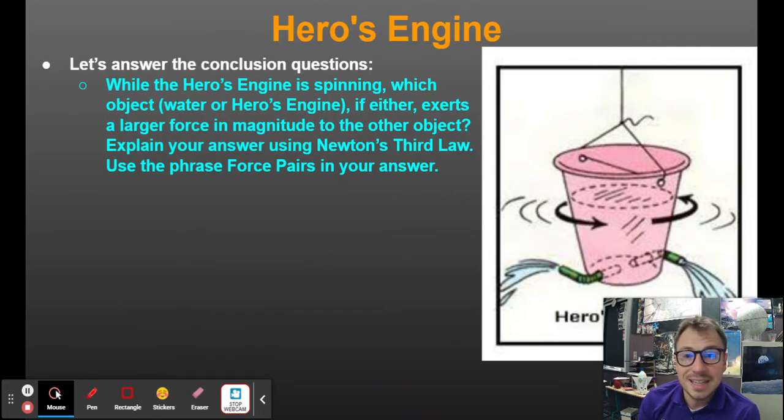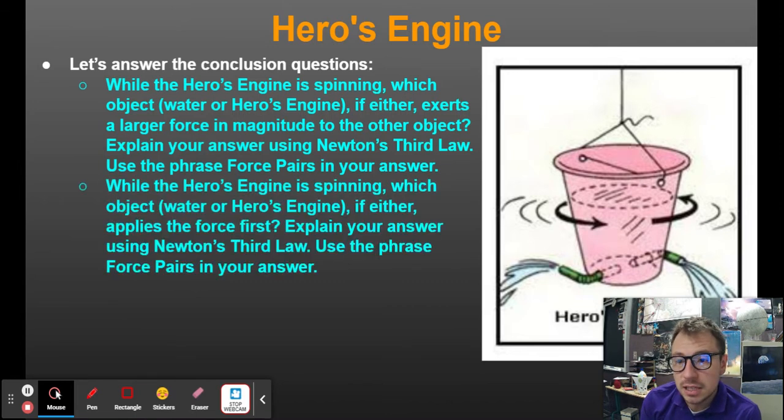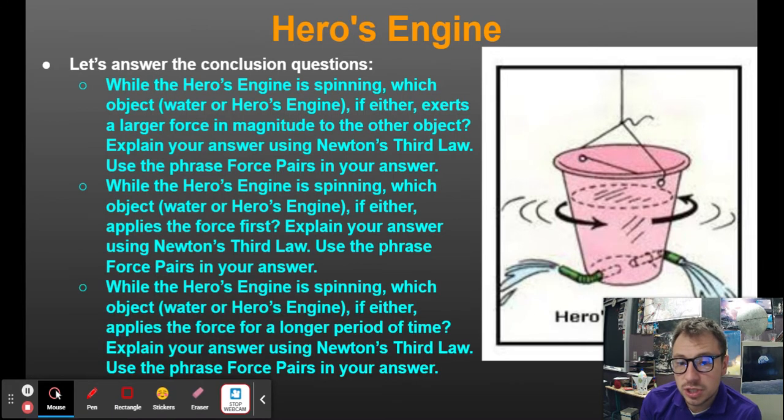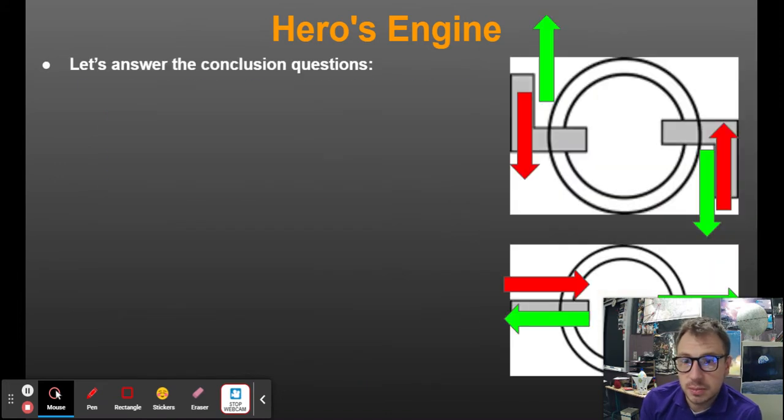So what's happening is that the water is pushing on the straw, or the straw is pushing the water out. The water is pushing right back on the straw. Those forces are going to be equal in magnitude. Now, they're applied at the exact same time. They're simultaneous. Force pairs always occur simultaneously. And they occur for the same amount of time because force pairs are simultaneous.